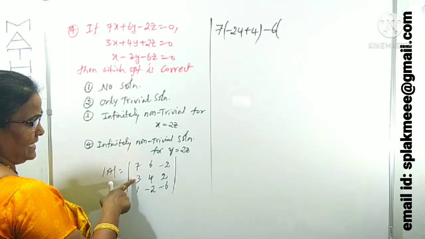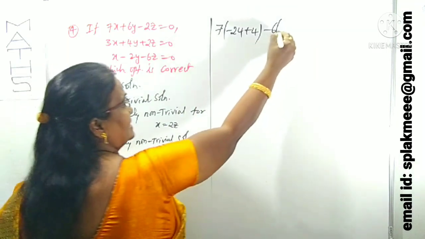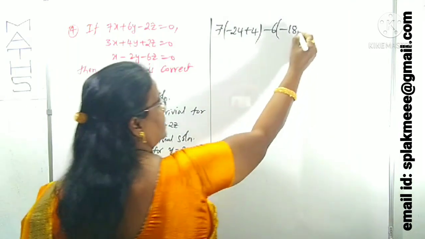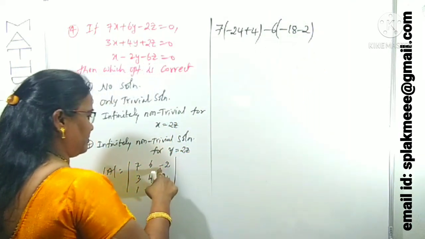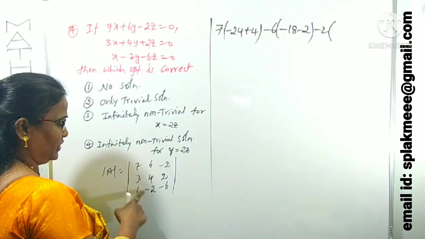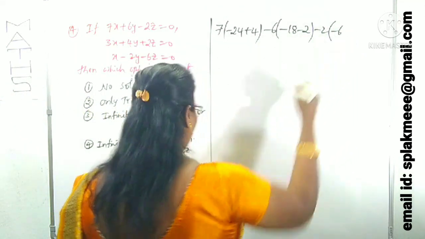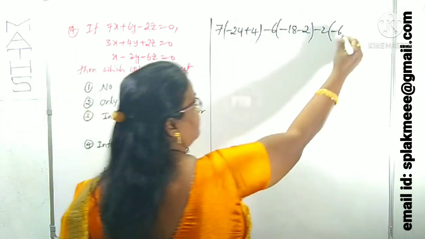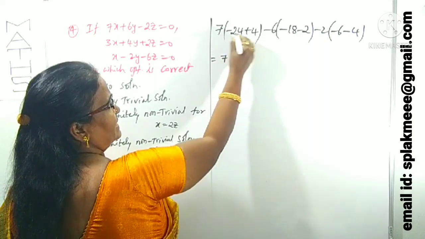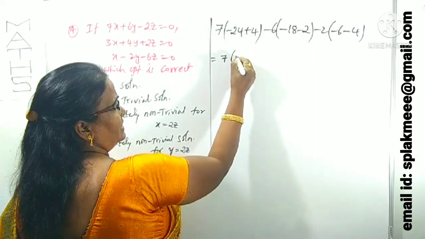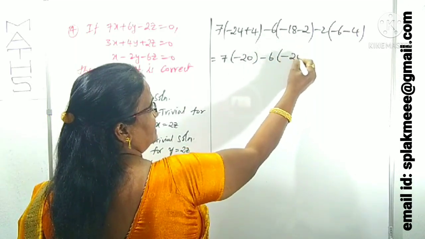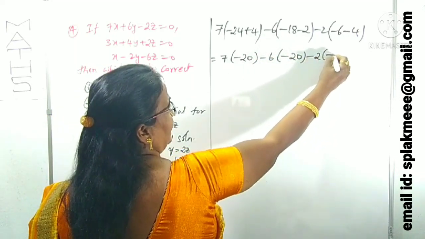Minus 6. See, now 3 into minus 6 is minus 18. Next, minus 1 into 2 is minus 2. Next element is minus 2 times of, minus 2 you can close it. 3 into minus 2 minus 6 with 1 into 4, 4 with minus 4. Right. Now 7 times of minus 24 plus 4 is minus 20. Minus 6 times of minus 20 here also. Minus 2 times of minus 10.